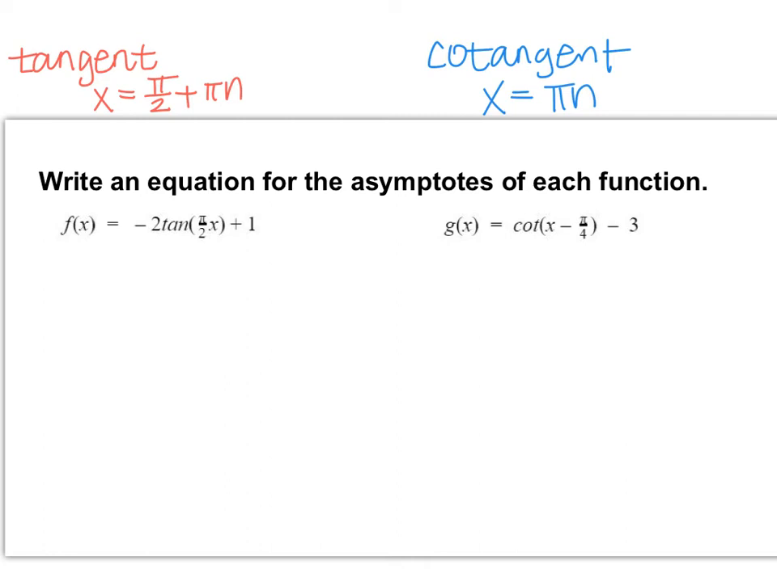To wrap things up here, we're just going to do a little bit more trig. These are very similar to problems that we did in our last lesson. It's just designed to give you a little bit more practice.